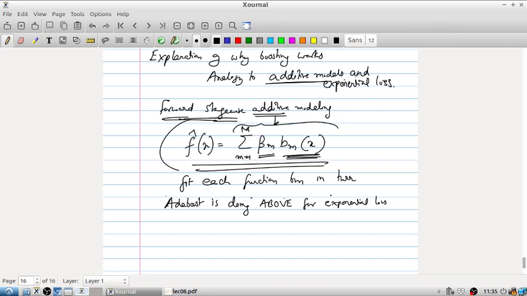That's the connection. Can you repeat in forward stage-wise what's the difference between?